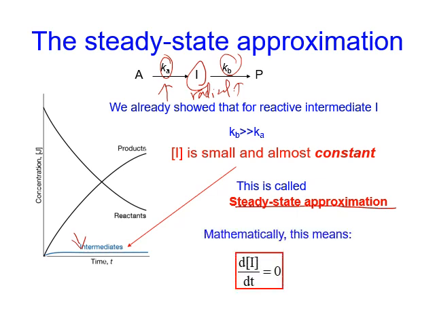In mathematics, we write the reaction rate for I is 0. So V of the intermediate is 0. Note that it is not the intermediate concentration that is 0, that's not right. The intermediate concentration is low, but not 0. It is the rate, because the concentration doesn't change with time. It's constant, so the derivative of I over time is 0. And this is an important point we are going to use when deriving rate laws.